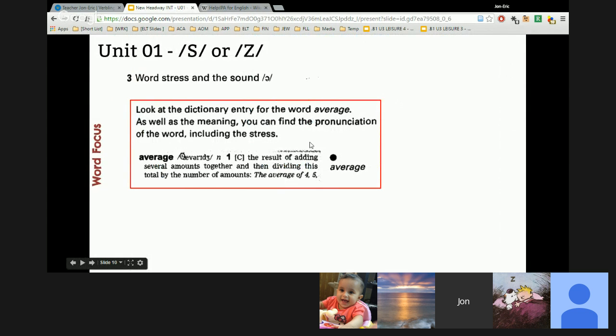Okay, so you can see the stress is on the first syllable, and you can see that the second syllable has the schwa sound. Average.